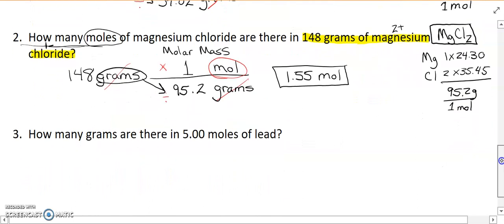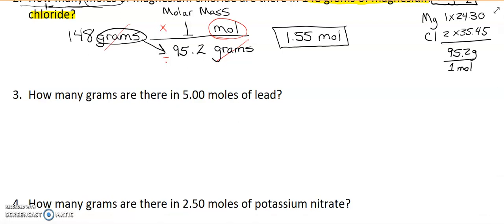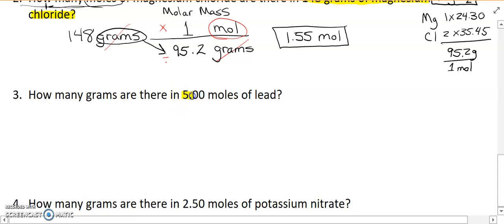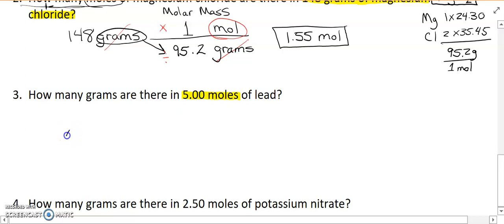So let's take a look at the next problem. And the next problem is solved exactly the same, even though it's different. So when I take a look at this one, it says how many grams are there in 5.0 moles of lead. Now, wait a second, I'm not starting in the right place. But that's okay, I set the problem up the exact same way. This is 5.00 moles of lead. And this time, don't care how the problem's set up, this unit is always going to go down here.